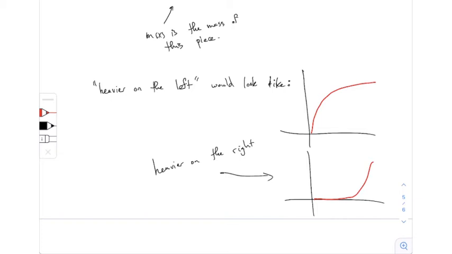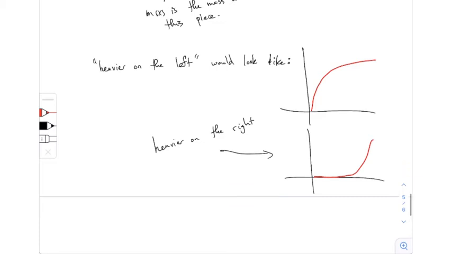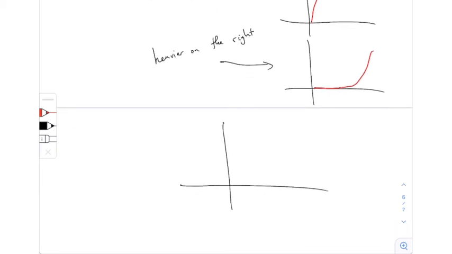Or heavy in the middle. Think for a moment, what do you think the graph of that would look like if it's heavier in the middle but not on the two sides? You may be tempted to say this, like that. It's actually not that. Anybody have another idea?